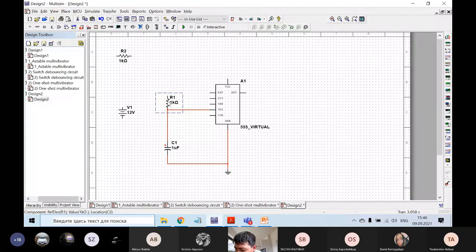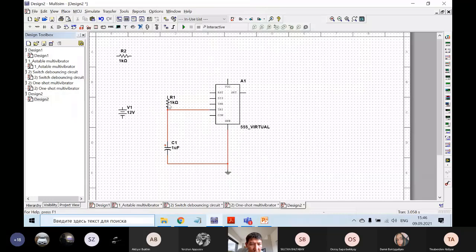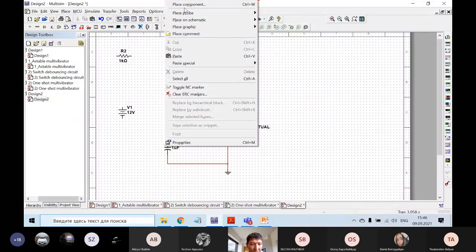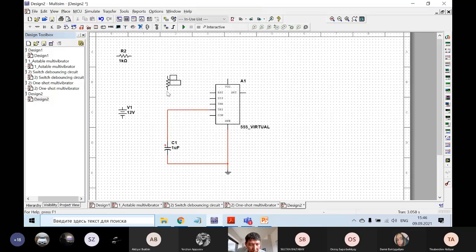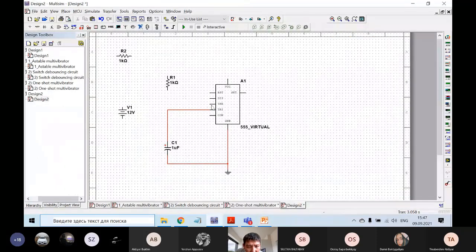Right? No, not here. So choose here. So to 6, I said that it is threshold. So actually we'll connect it here. It's really interesting. Well, I need to remove this one. Then I will connect. Okay.